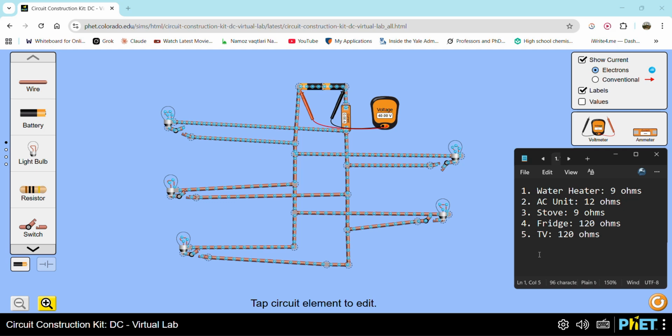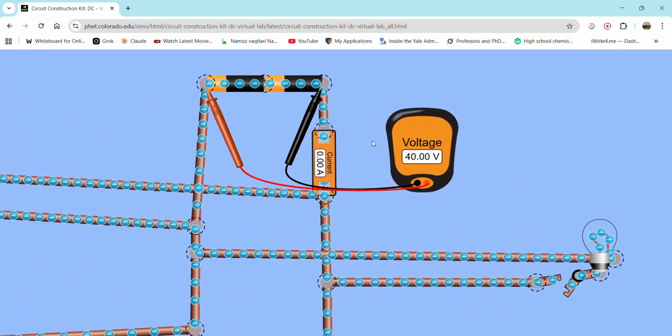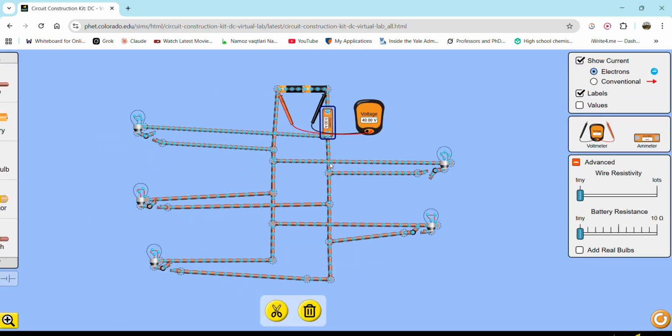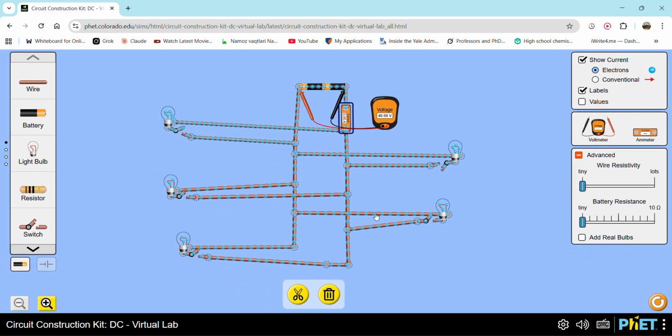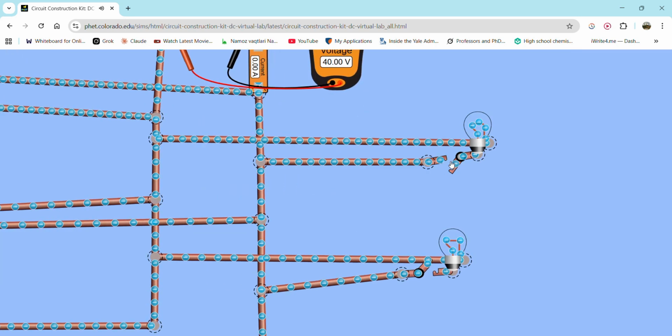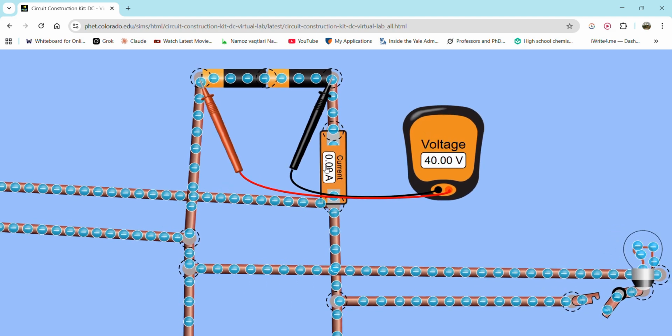So here you can see the power supply, and I put a voltmeter here that shows how much voltage supply we have. And here I put an ammeter to show how much current is being used at a certain time. Since all the light bulbs, all the components, are switched off using the switch I have, the current is zero.